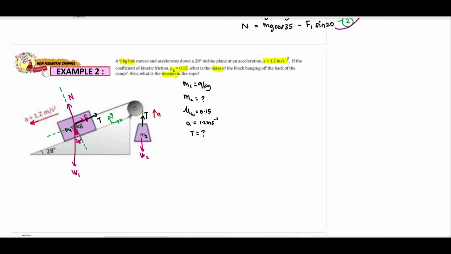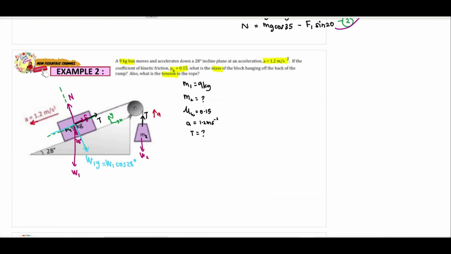Okay? So, let's start our calculation, but make sure before you start your calculation, please resolve all forces yang ada angle. So, untuk case kita sekarang, force yang ada angle hanyalah weight, W1. So, saya nak resolve W1 kepada W1Y, which is W1 cos 28 degree.